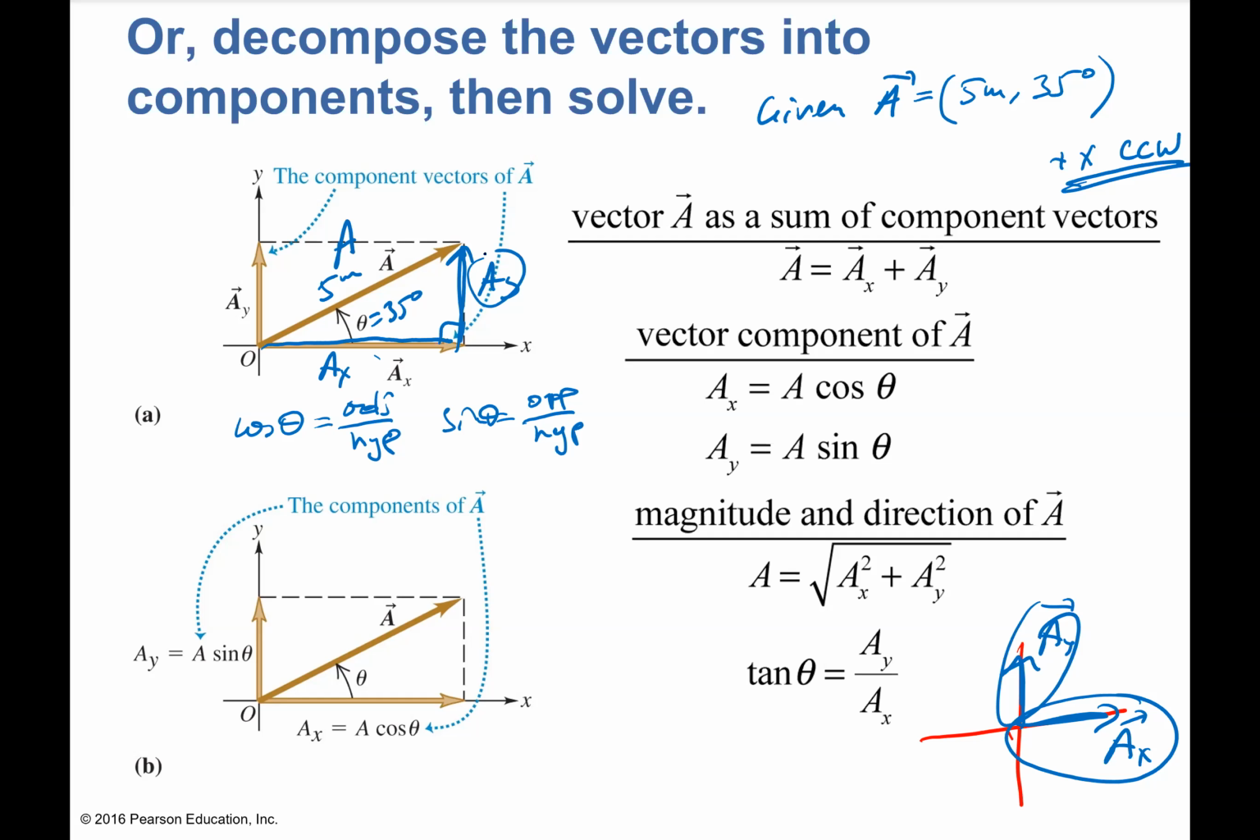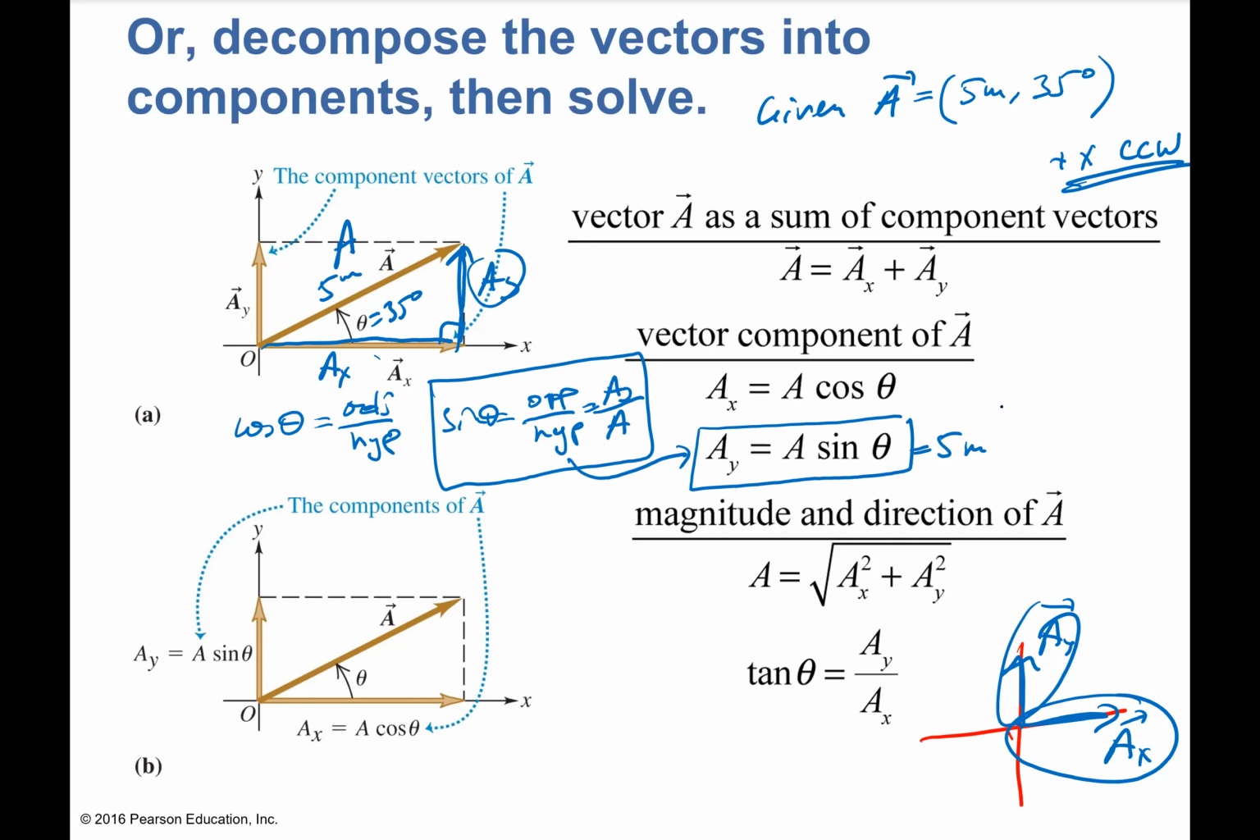So that means, for example, sine of theta equals opposite, which is AY, over hypotenuse, which is A. So I have sine of theta equals AY over A, or I rearrange it, move A to the other side, and it becomes AY equals A sine theta. That means if I have the magnitude of A, which remember was 5 meters, and theta of A, which was 35 degrees, I can calculate the magnitude of vector AY.